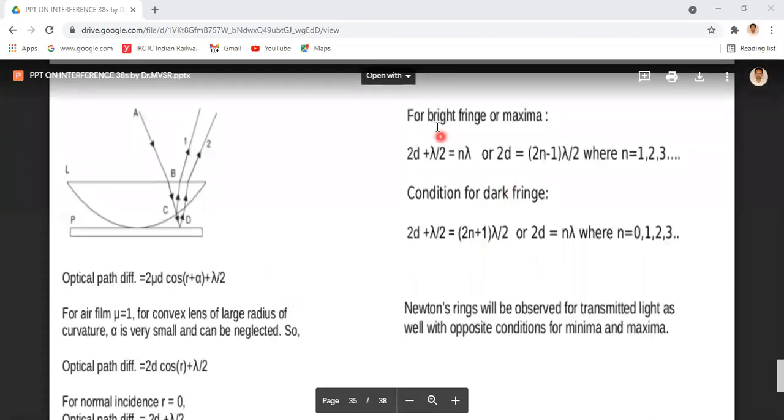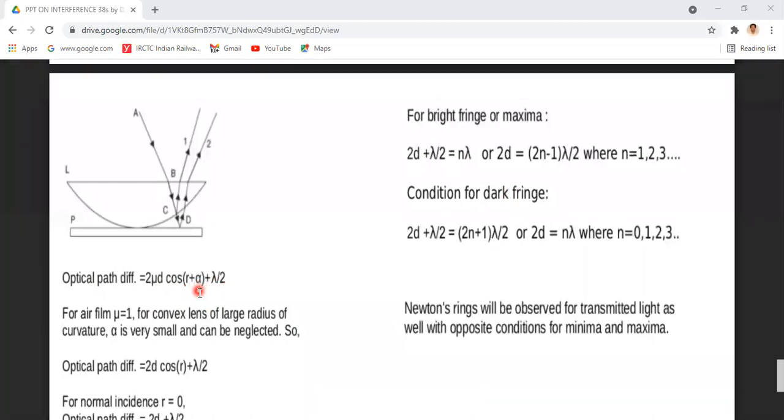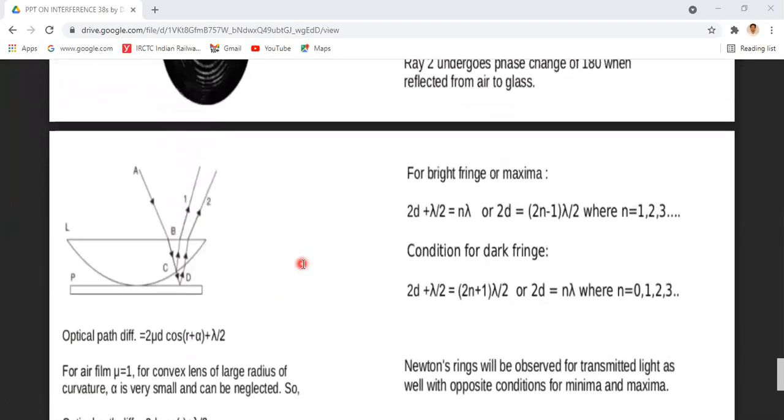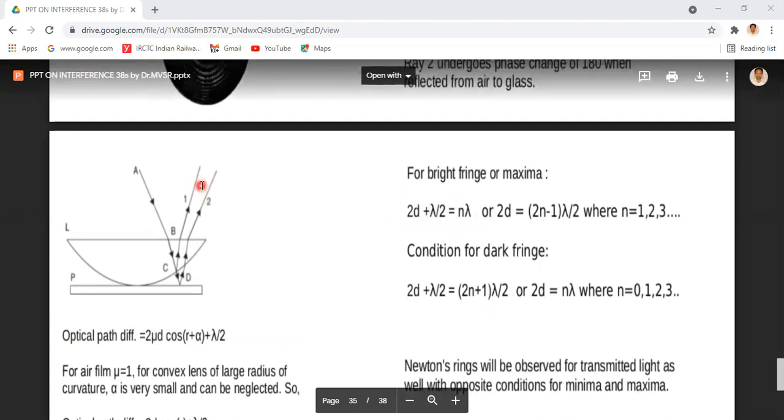So this is the condition for maximum and minima. The optical path difference is equal to 2 mu cos r plus lambda by 2. Of course, we take alpha, because the medium becomes a wedge, so we take alpha. Alpha is very small, can be neglected. So we take r equal to 0 because of normal incidence, cos 0 is 1, so 2d plus lambda by 2 is the optical path difference. If this is equal to the maxima condition or minima condition, we know both: for maxima it should be n lambda, for minima it is m lambda or 2m plus 1 lambda by 2; since I took m there, I have taken n here. Here 2d plus lambda by 2 is the optical path difference between 1 and 2, which are reflected from the different parts of the thin film or air film.